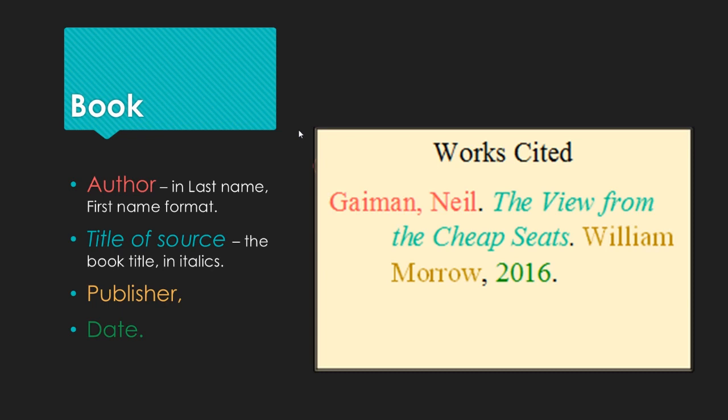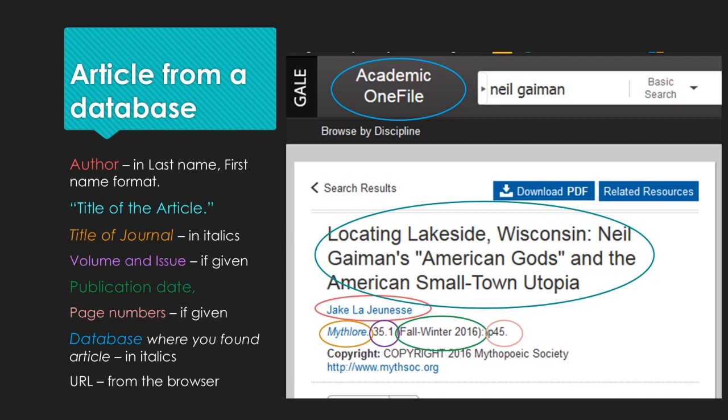The next resource we're going to look at is an article from a database. So remember, we're going to be talking about not just the article, but the journal that it came from, and then that second container, what database did we find the article in? So let's take a look. Here's an article from a database. It's a little difficult to decipher, so let me explain this for you.